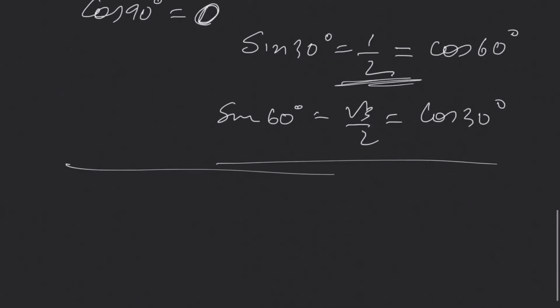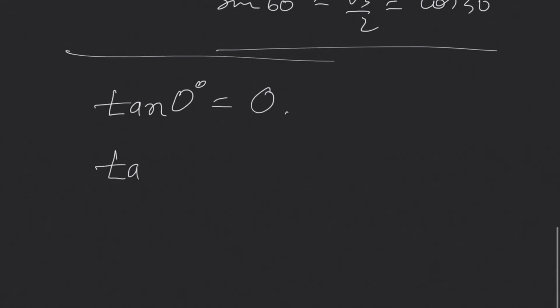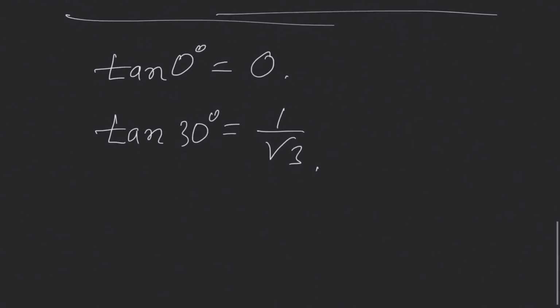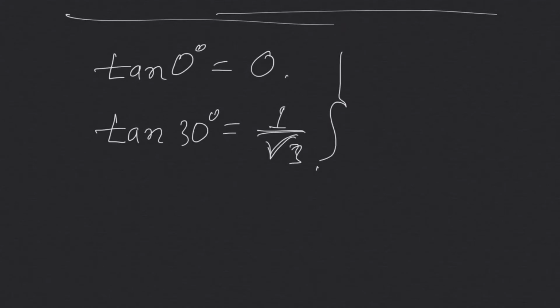I'll show you one trick. Just remember that tan 0 degree is 0. Now remember that tan 30 degree equals 1 by root 3. So the one above is tan 45, and the one below, root 3, is tan 60 degree.